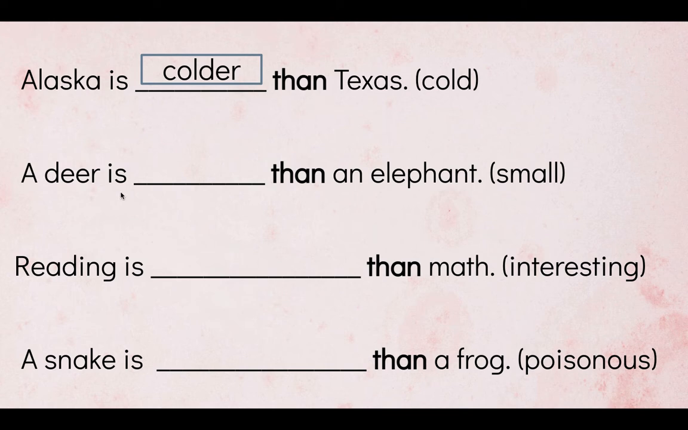A deer is blank than an elephant. Small. Do I have to add ER or more? Small. It is just one syllable, so I would just add ER. So a deer is smaller than an elephant.